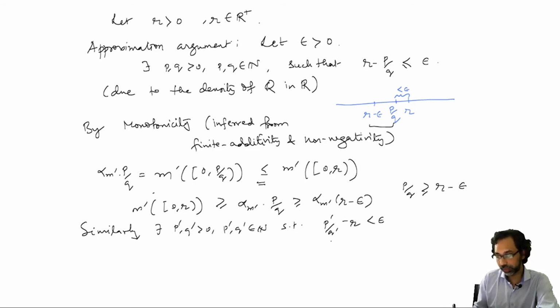Now I have chosen, approximated this real number R from the right. So in this picture you have P prime by Q prime, this is R plus epsilon. So this is again less than epsilon. So the distance between P prime over Q prime and R is less than epsilon. And again I can do a similar analysis.